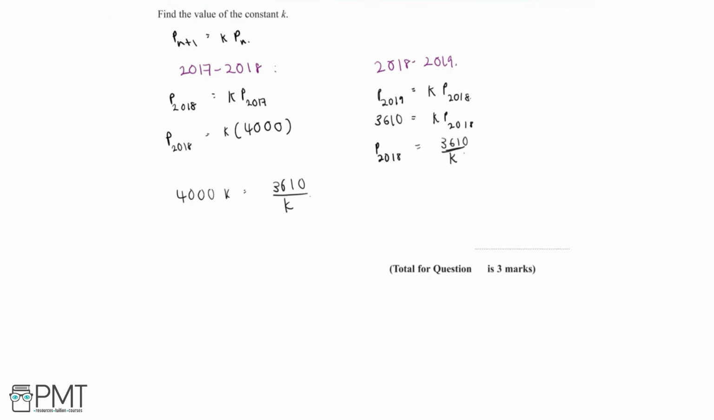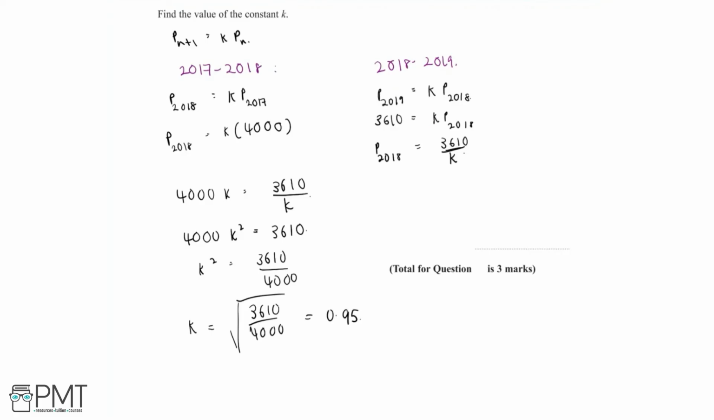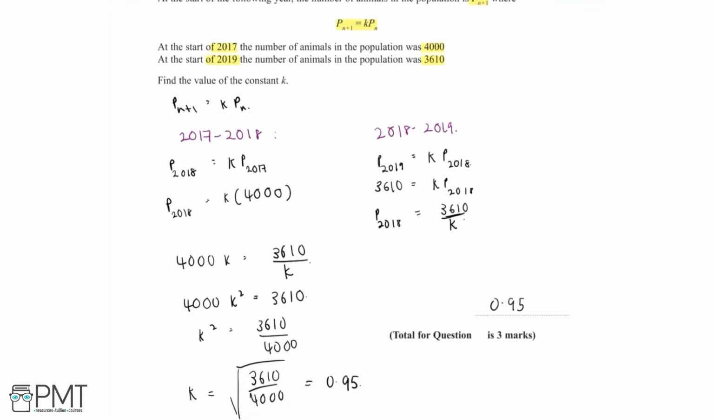Let's multiply both sides by K, and we'll end up with 4,000K squared is equal to 3,610. K squared is equal to 3,610 divided by 4,000, and therefore we can say that K is equal to the square root of 3,610 divided by 4,000. And when we substitute this into our calculator, we'll find that K is exactly equal to 0.95. And so we've now found that the value of the constant K is equal to 0.95.